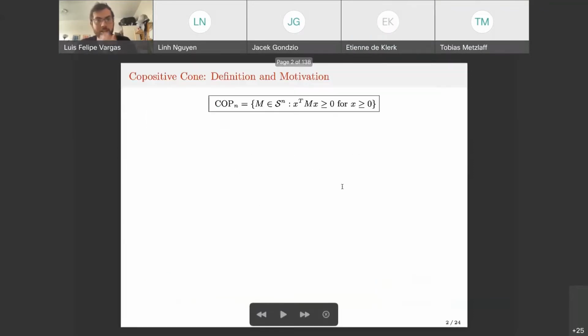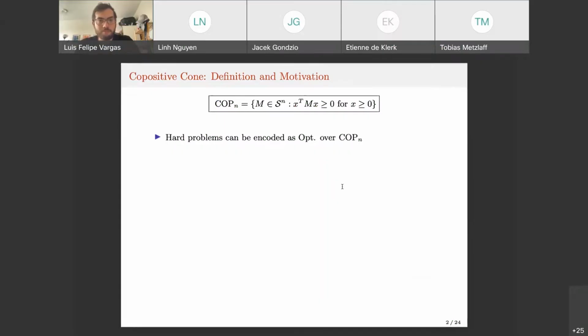Okay, so let me start with the definition and motivation of the Copositive Cone. The Copositive Cone is the set of symmetric matrices M such that the form x transpose Mx is non-negative for non-negative vectors. Here, non-negative vectors means entry-wise non-negative.